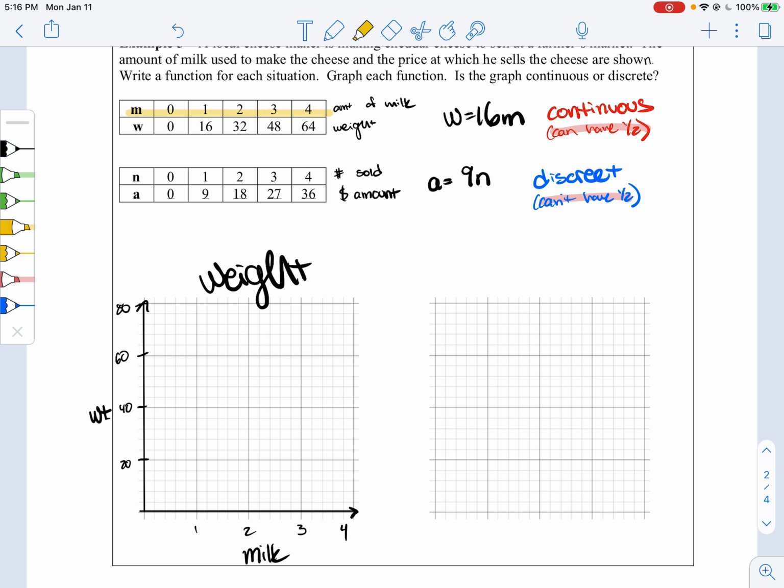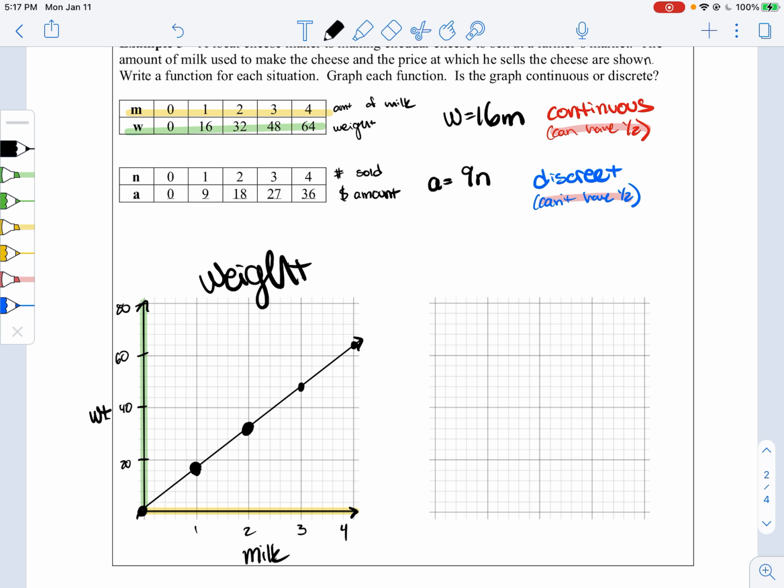So our points, we've got the amount of milk as our independent variable. Our weight is our dependent variable. Super duper. So that's 0, 0, 1, 16, 2, 32, 3, 48, and 4, 64. Right there. Now again, because weight is continuous, you can connect them all because you're allowed to have half a pound. That's fine. Oops, my line missed my points. Good enough.